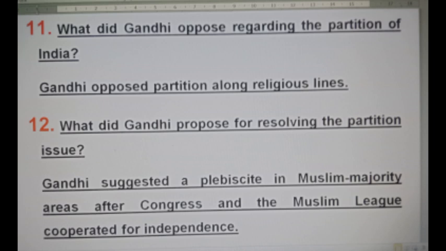What did Gandhi oppose regarding the partition of India? Gandhi opposed the partition along religious lines. What did Gandhi propose for resolving the partition issue? Gandhi suggested a plebiscite in Muslim-majority areas after Congress and the Muslim League cooperated for independence.